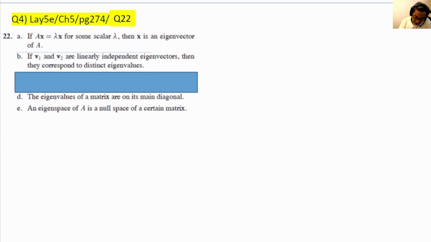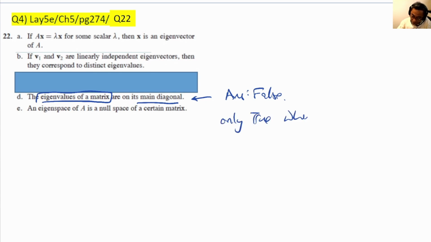In this question, it says that the eigenvalue of a matrix is on the diagonal. Now the answer is false. This is only true when the matrix A is upper or lower triangular or diagonal.